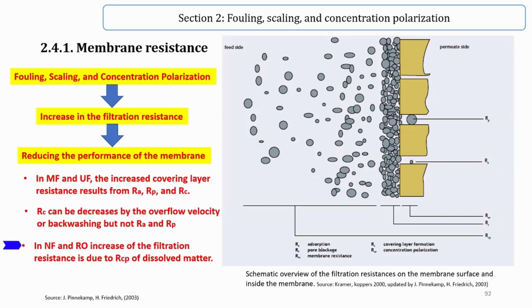The increase of the filtration resistance of the tight nanofiltration and reverse osmosis membranes is due to a concentration polarization of dissolved matter, the concentration of which rises with increasing filtration duration. Increased resistance due to adsorption and pore blockage normally cannot be reduced by measures such as backwashing or the like, so that during severe pore blockage another membrane material should be used. On the other hand, covering layer formation can be decreased by increasing the overflow velocity or backwashing the membrane with permeate in intervals.